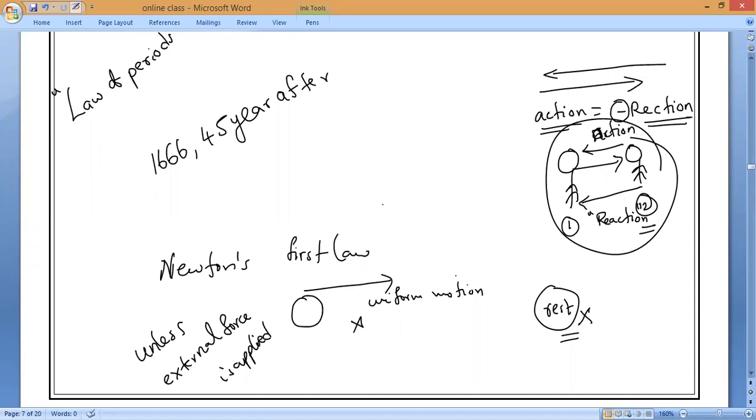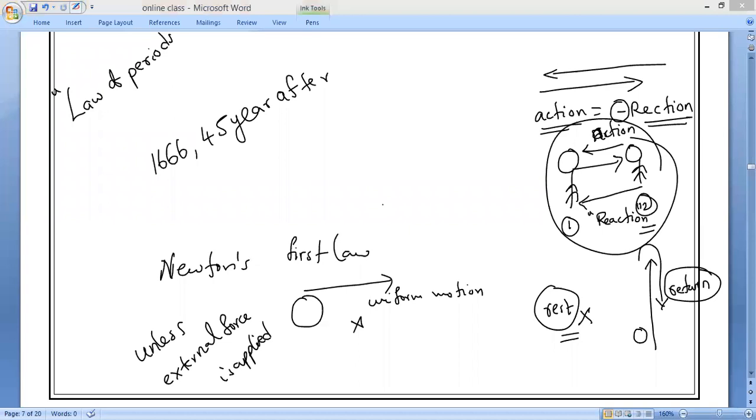The same thing. Now, if I throw a ball in the upward direction, the ball should go in a straight line continuously, but after traveling a certain distance, it returns to the earth. That means somebody is applying an external force. So who is applying the external force? Who is trying to pull it down? The earth, sir. That is it.